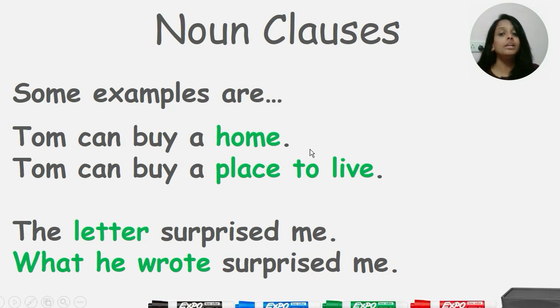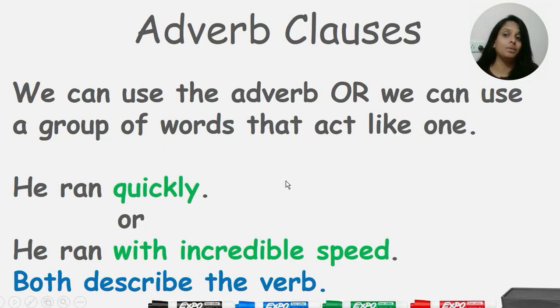And here are other examples. Tom can buy a home. Tom can buy a place to live. Instead of home, we are using other words, a group of words to describe the noun, which is the same as a noun, right? The letter surprised me. What he wrote surprised me. What he wrote means that's a letter, right? Instead of letter, we are saying it as what he wrote. So what he wrote surprised me. Both sentences mean the same.